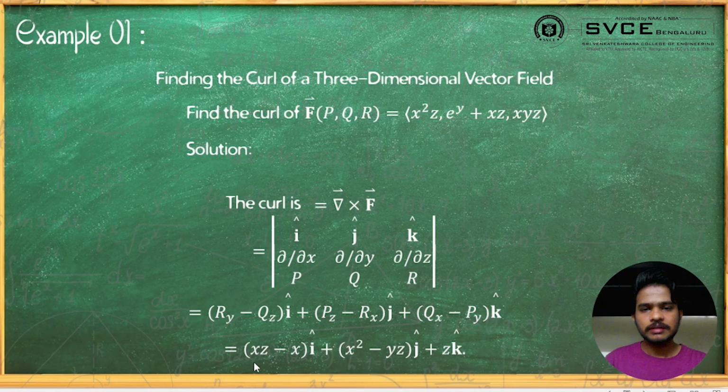Here in this equation, xz comes after differentiating R partially with respect to y, and this x comes after differentiating Q partially with respect to z, and this x² comes after differentiating P with respect to z, and yz comes after partially differentiating R with respect to x, and z comes after partially differentiating Q with respect to x, and after partially differentiating P with respect to y we get 0. This is the final equation for the given vector F.